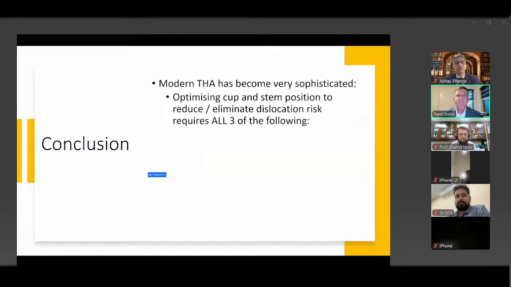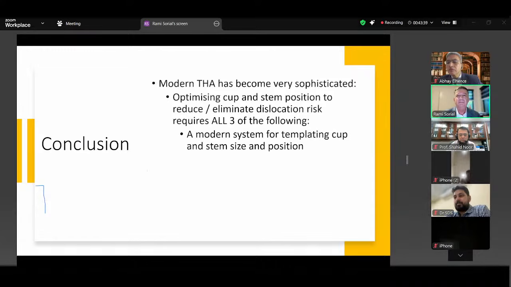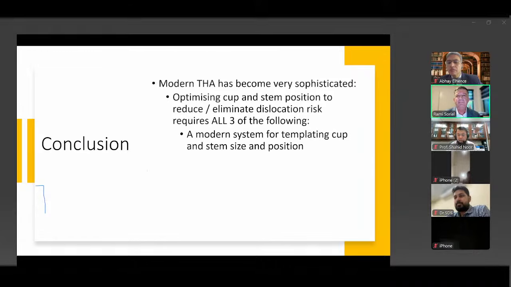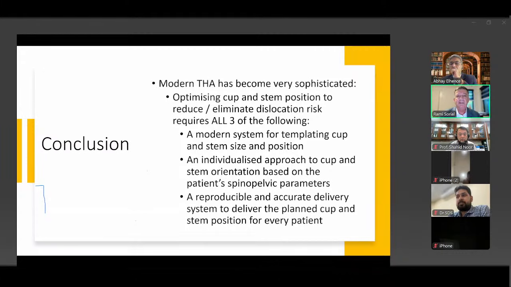In conclusion, modern hip replacement has become very sophisticated. Optimizing component position to reduce and eliminate dislocation risk requires all three of the following: a modern system for templating cup and stem size and position, an individualized approach to cup and stem orientation based on the patient's spinopelvic parameters, and a reproducible and accurate delivery system to deliver the planned cup and stem position for every patient.